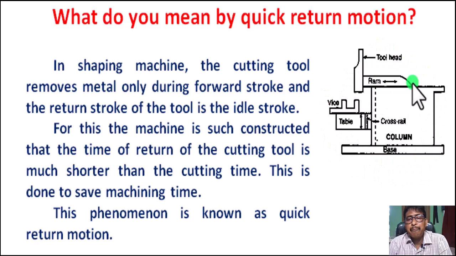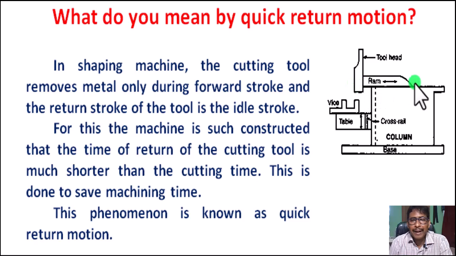This is the ram, and the cutting tool is attached to the tool head. In a shaper machine, the cutting tool removes metal only during the forward stroke, and the return stroke of the tool is the idle stroke.